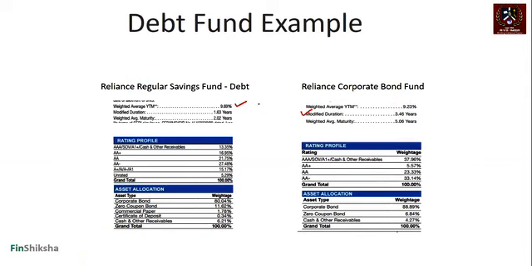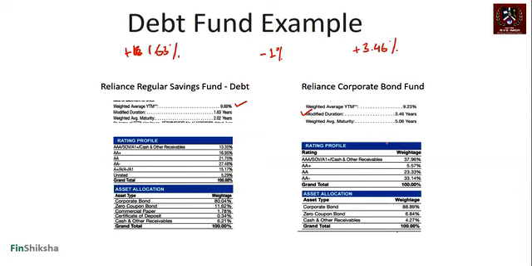So let's say interest rates decline by 1%: the regular savings fund will give you 1.63% upside plus, and this fund would give you 3.46% upside plus. That's assuming interest rates go down by 1%. Weighted average maturity of this is 2.2 years. This is 5 years. So if you want to park your funds for 2 years, probably the regular savings fund is what you would look at. If you want to park your funds for 5 years, then probably this is what you're going to look at.